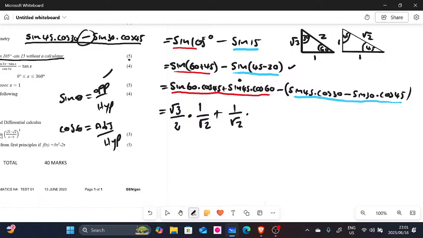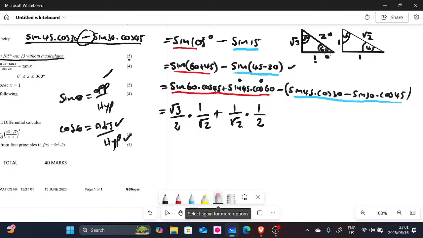Multiply by cos 60. This one here is cos 60. We know that cos is adjacent over hypotenuse. What is the adjacent of 60? Here's our 60. It's 1. So adjacent over hypotenuse, and our hypotenuse is going to be 2. So far, so good.